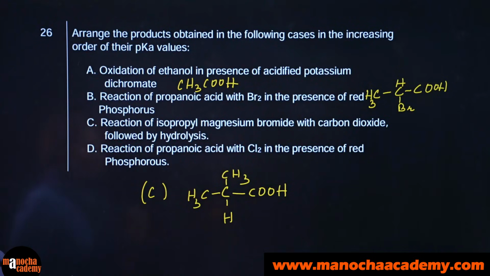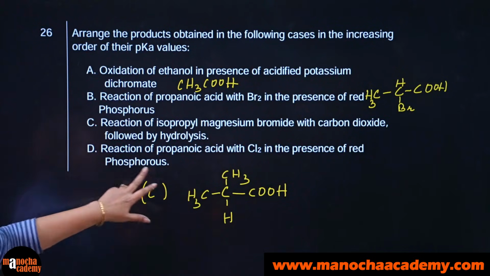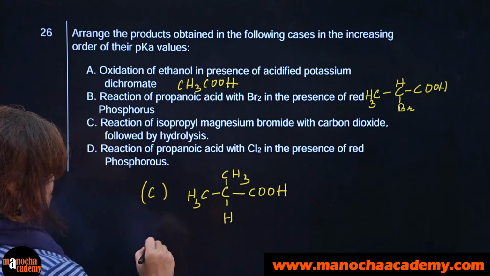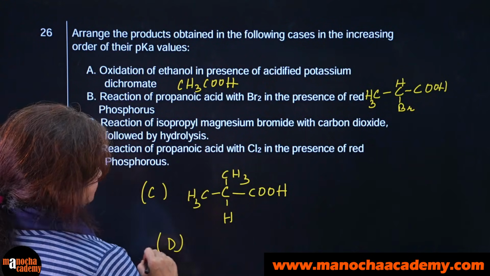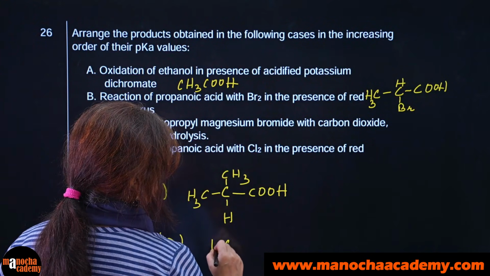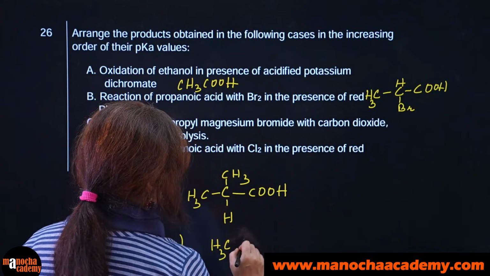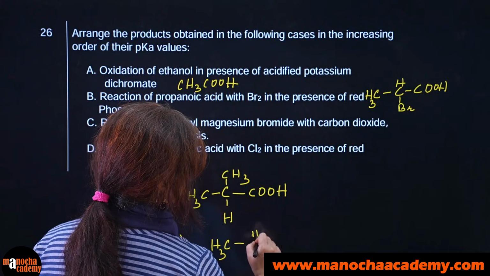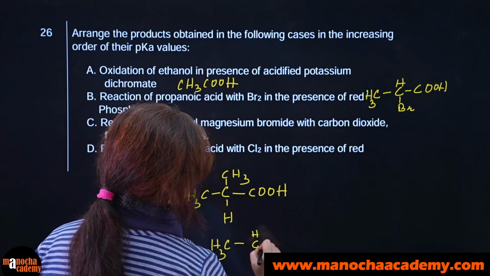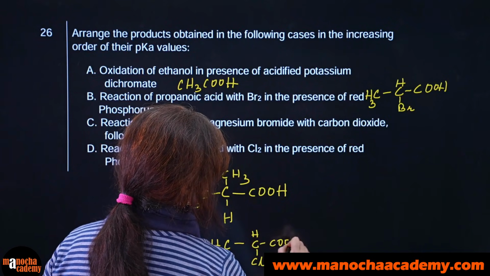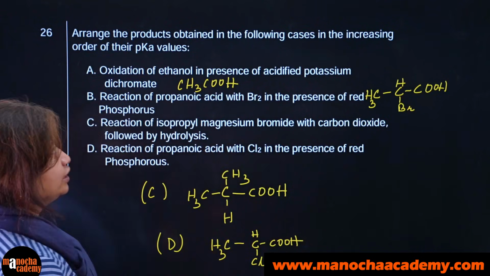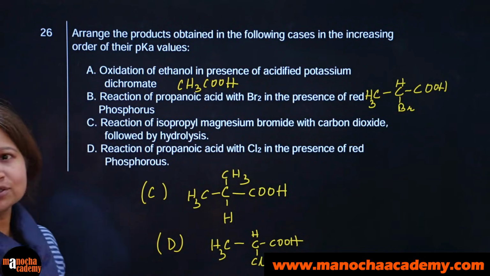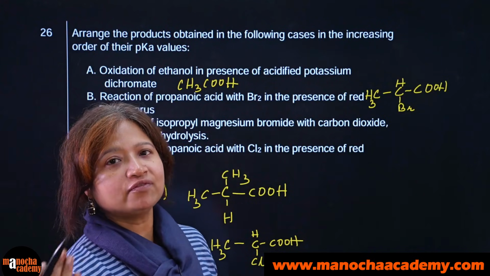I'm just writing straight away. Reaction of propanoic acid with chlorine in the presence of red phosphorus. Similar reaction, the only difference is that we are getting a Cl there. So CH3, propanoic acid only they said, no? Yes, CH, Cl, COOH. We get this here.